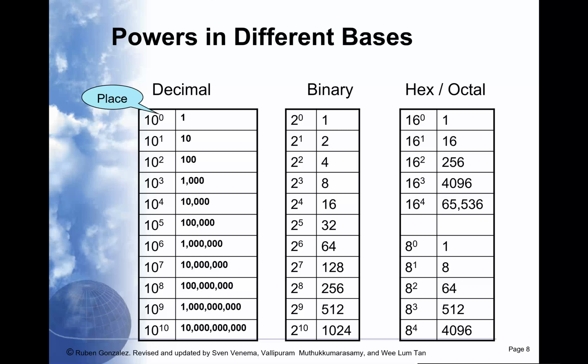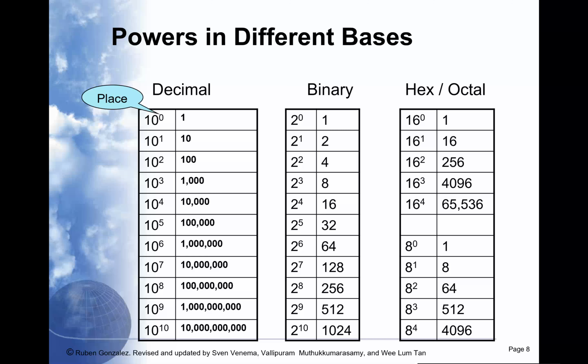Yes, 2 to the 4 is 16. So there's an overlap between these two number systems. 16 to the 2 is 256. Is 256 in the binary table? Yep. What about 4096? Well, it's not in this table, but yes, it is in there. So we can actually use hexadecimal as a shorthand for binary.